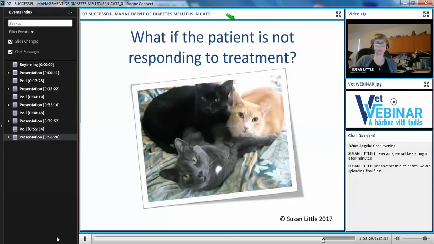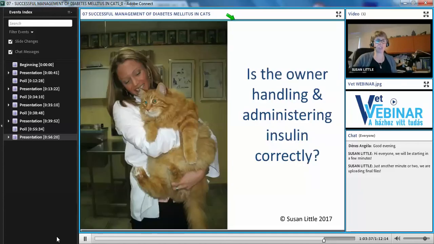So I did want to spend just a couple of minutes. I know we're going a little bit late, but I think it's worth talking about the patients that are not responding as you expect to treatment. The first thing I always do is check with the owner. Are they handling and administering the insulin correctly? So I always go back and make sure that they're not making a mistake, that they haven't left the vial of insulin out in the sun and it doesn't work anymore. We might change to a new vial of insulin. So I always just check technique with the owner first.